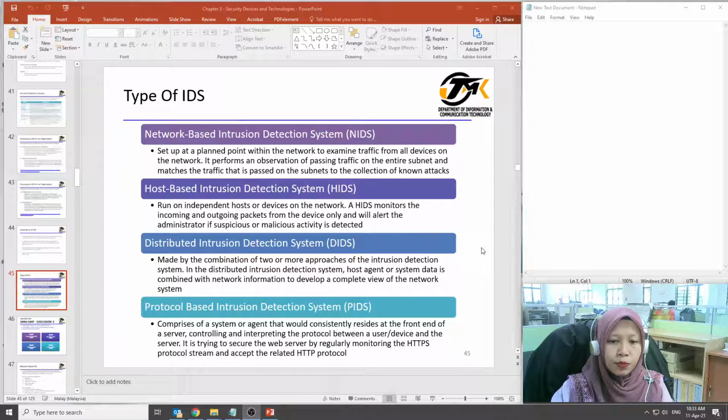And the last is protocol based intrusion detection. Usually we implement this at the web server. Why? Because protocol based detection is used to control and monitor the HTTPS and HTTP streams, and HTTPS and HTTP are used by a web server.